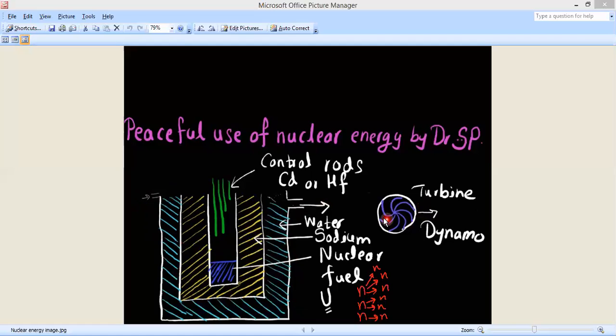The turbine rotates, and these turbines are connected to dynamos. The rotation of the turbines leads to the rotation of the dynamos, and the dynamos generate the electrical power, and this is how, friends, we get peaceful nuclear energy. We get electrical energy from the nuclear reactor, and it is obtained from the controlled chain reaction of fission of the radioactive nuclei.